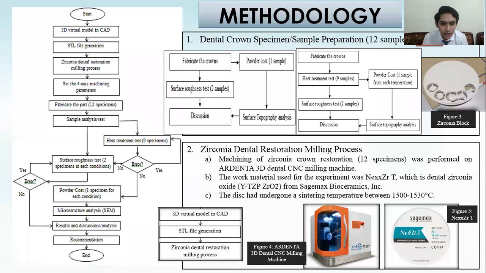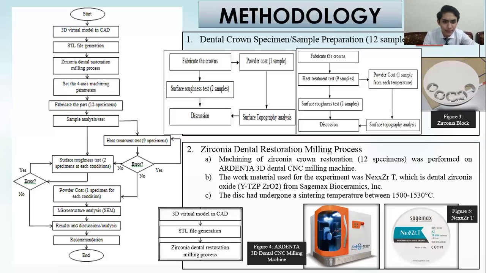For my methodology, you can see in my flowchart, my project started with the 3D virtual model in CAD and then generated the STL file, continued with the milling process of the zirconia dental crown, and after that we fabricate the part, which is 12 specimens of the crowns. Continue with several tests: the first is heat treatment, second is surface roughness measurement, and lastly, the microstructure analysis. During the study, there are 9 samples that need to be heated, which is 3 replications at each temperature. The other 3 samples are untreated samples.